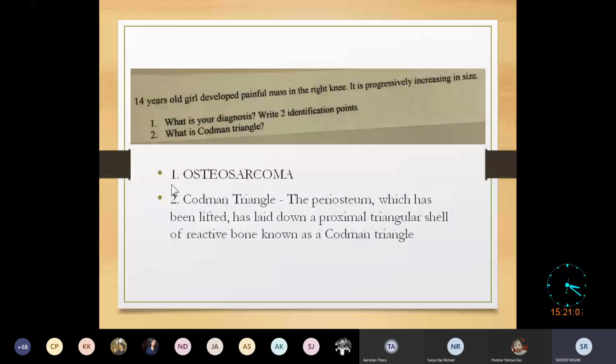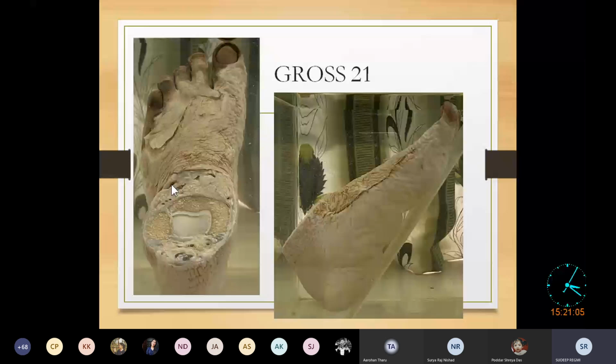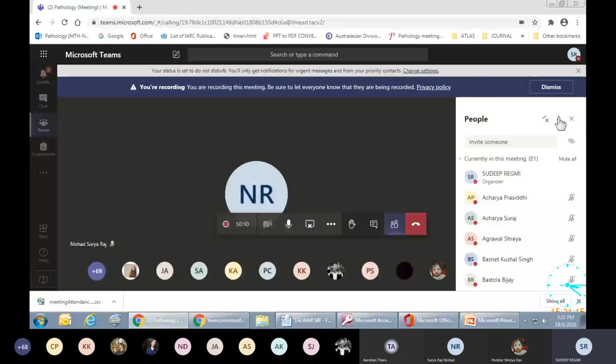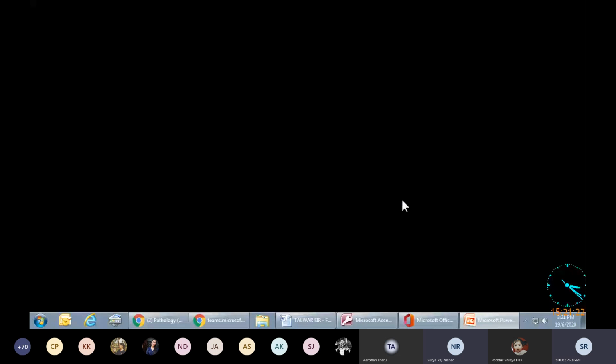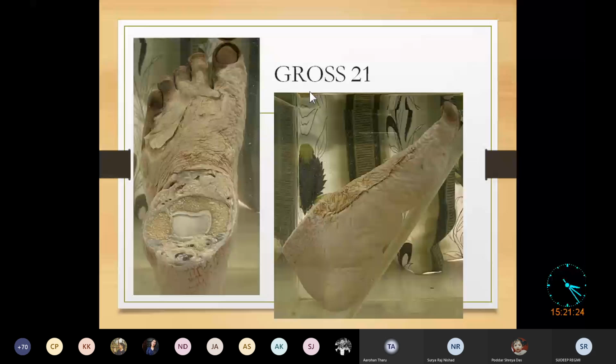Gross number 21. Can anyone describe this? Gangrenous foot. Okay. This is gangrene foot. Why is this gangrene foot? Okay, this is a specimen of a foot. Why is this gangrene?